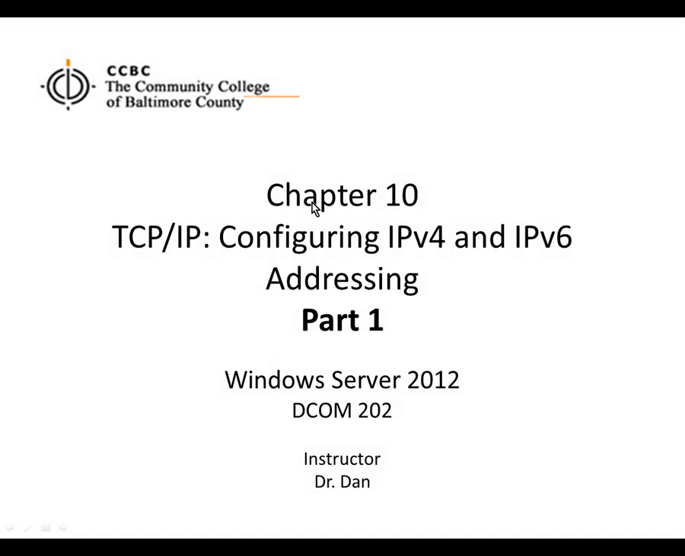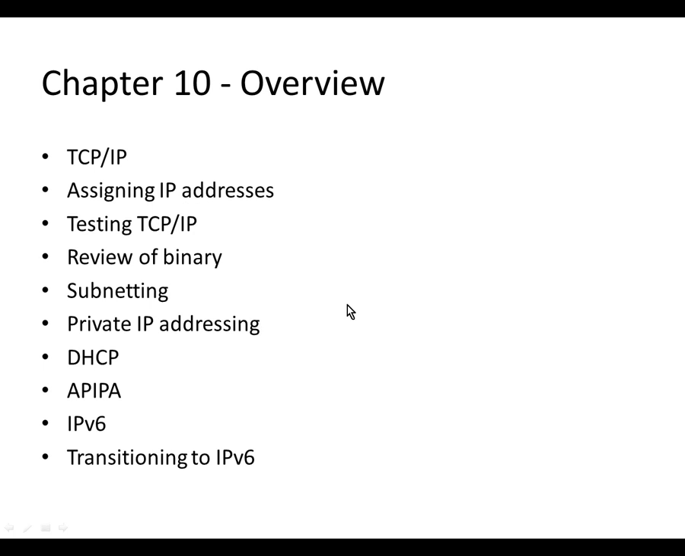Let's get started on Chapter 10, TCP/IP, configuring IPv4 and IP version 6 addressing. In this chapter, we will look at TCP/IP, IP addressing, testing TCP/IP, review of binary math, subnetting, public and private IP addressing, the Dynamic Host Configuration Protocol, Automatic Private IP Addressing, IP version 6, and transitioning to IP version 6.